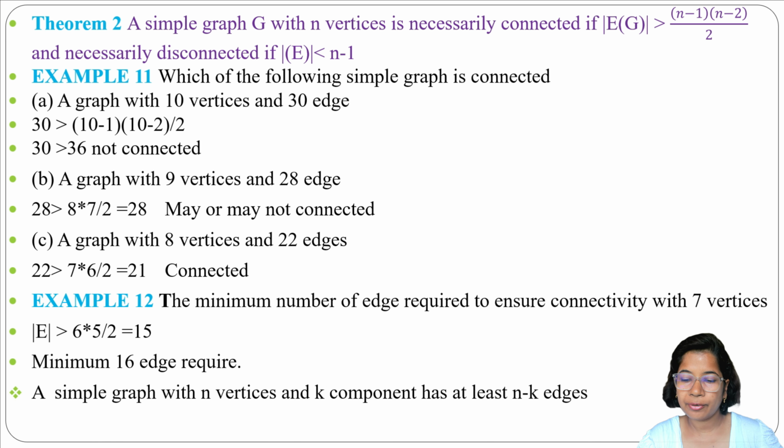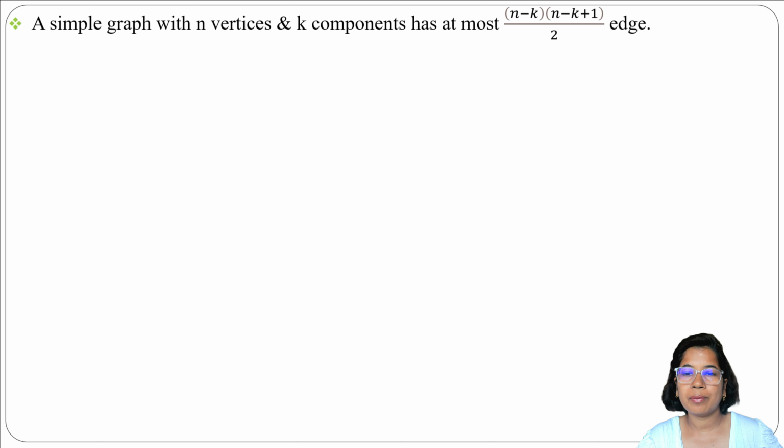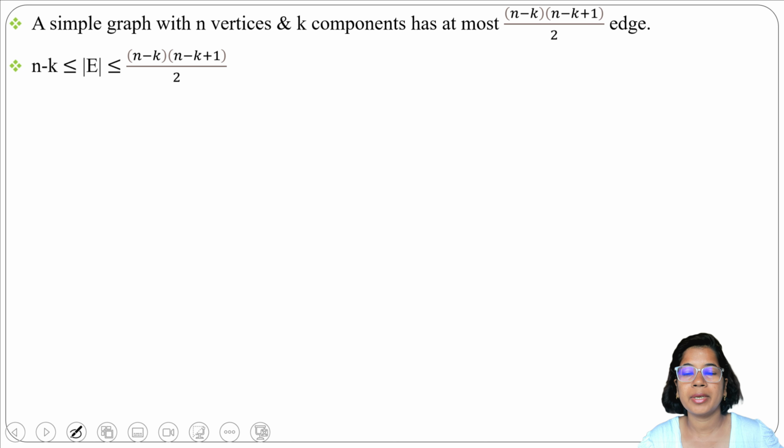Now some properties of graphs. A simple graph with n vertices and k components has at least n minus k edges, and a simple graph with n vertices and k components has at most (n minus k) multiplied by (n minus k plus 1) divided by 2 edges. So the number of edges lies between n minus k and (n minus k) multiplied by (n minus k plus 1) divided by 2.